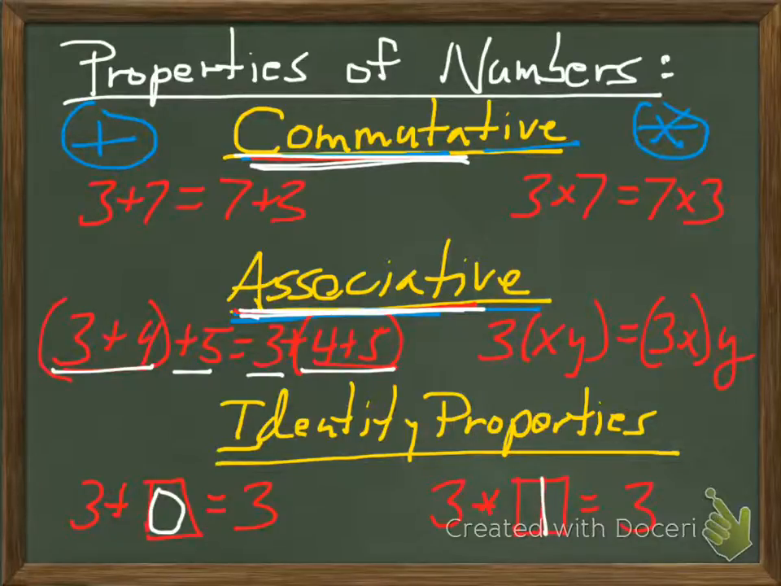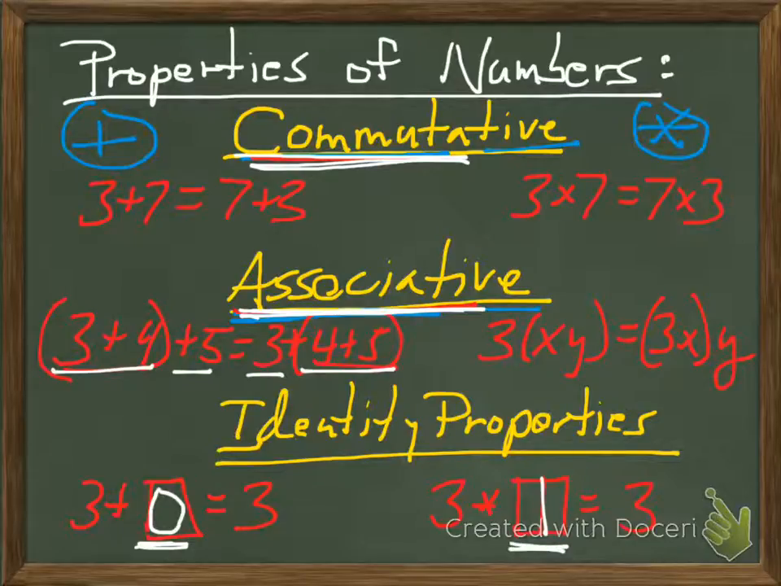So the identity property of addition says that 0 is the additive identity. If you add it to stuff, it doesn't change. The multiplicative identity property, or the identity property of multiplication, says that 1 is the multiplicative identity.